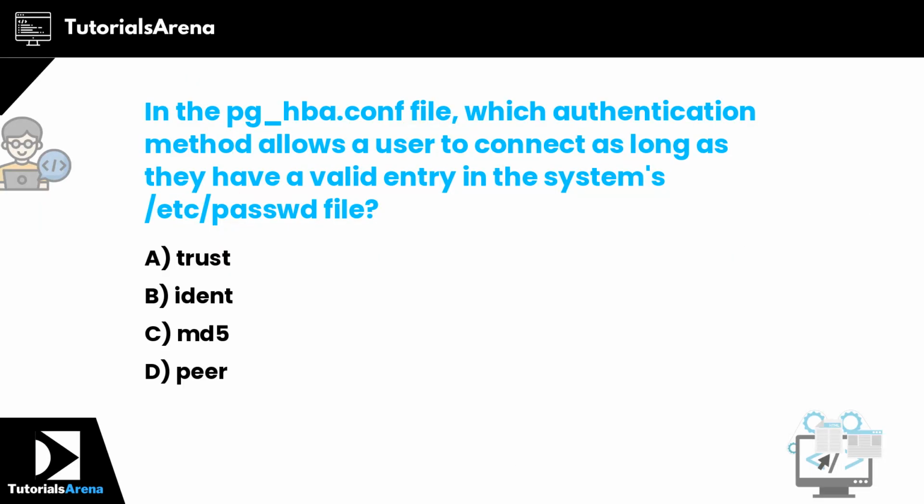In the pg_hba.conf file, which authentication method allows a user to connect as long as they have a valid entry in the /etc/passwd file? The correct answer is option B, ident.